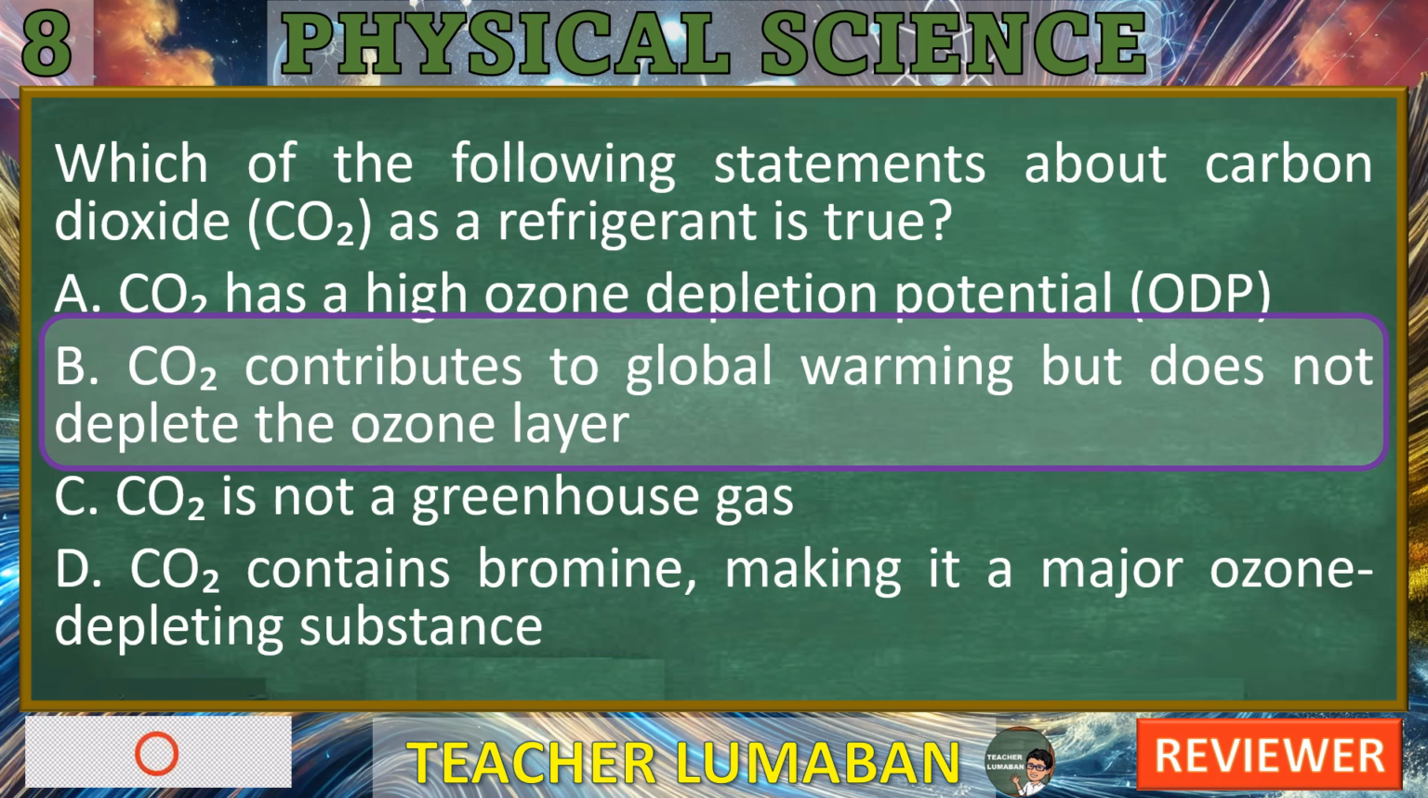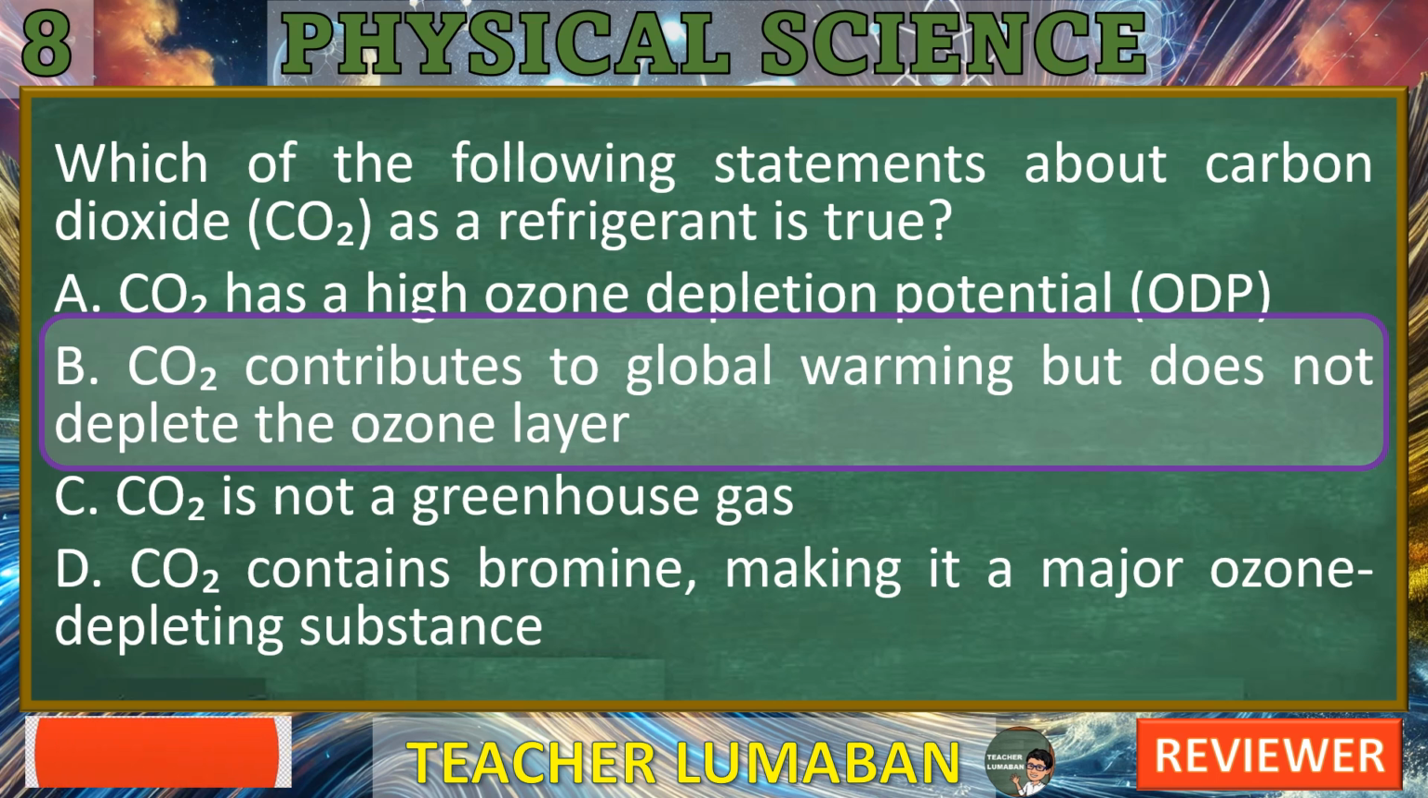B. CO2 contributes to global warming but does not deplete the ozone layer. This is true. CO2 is a greenhouse gas that contributes to global warming by trapping heat in the Earth's atmosphere, but it does not contain the chlorine or bromine necessary to harm the ozone layer.